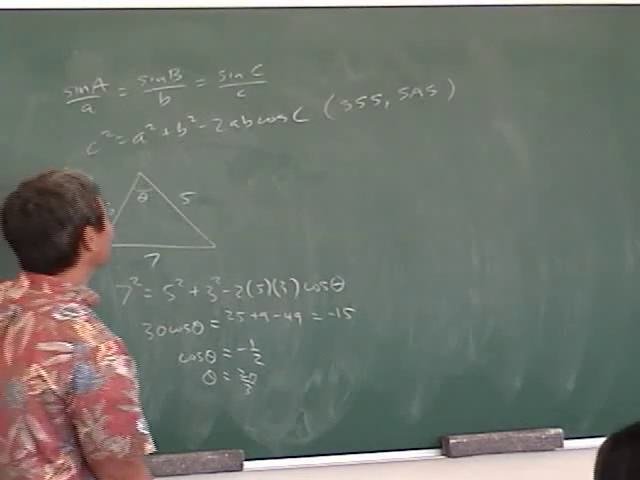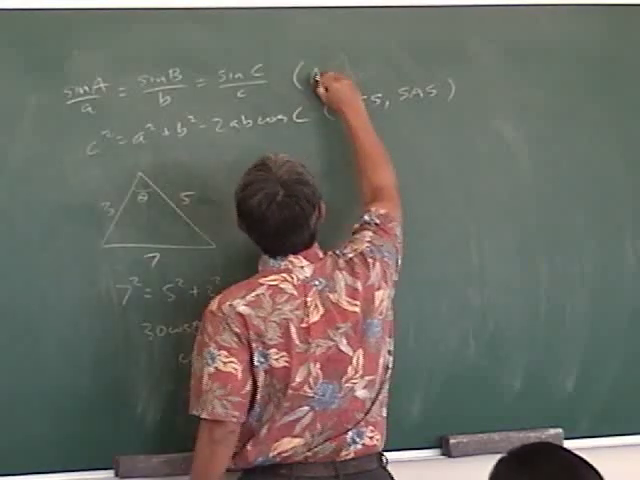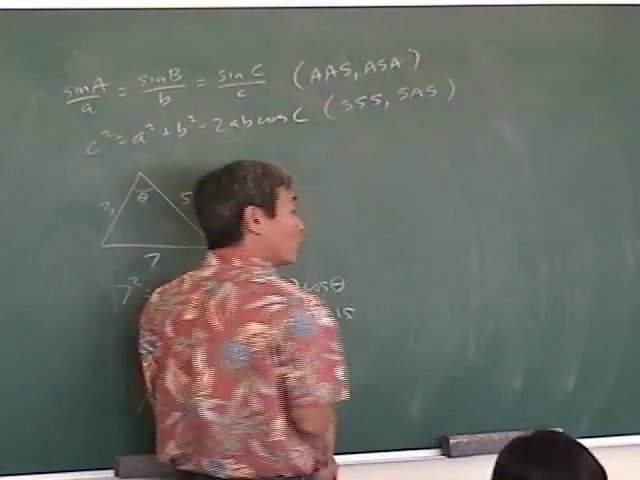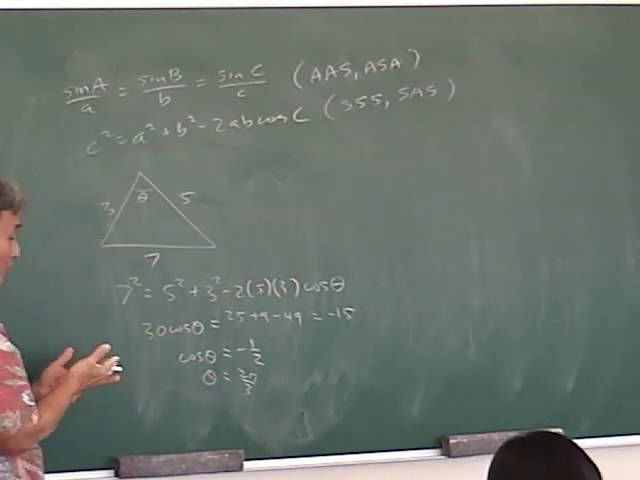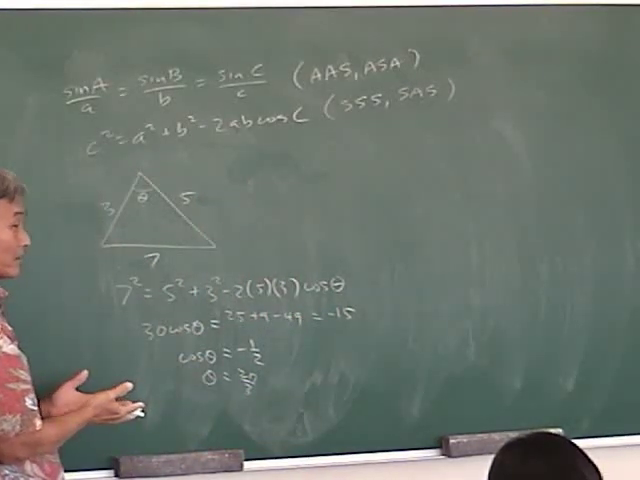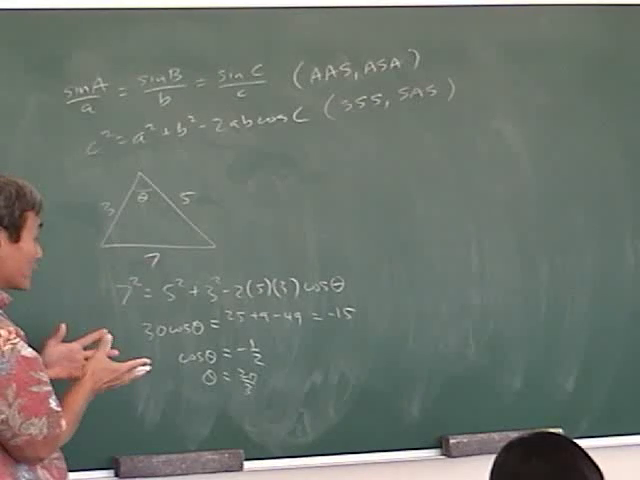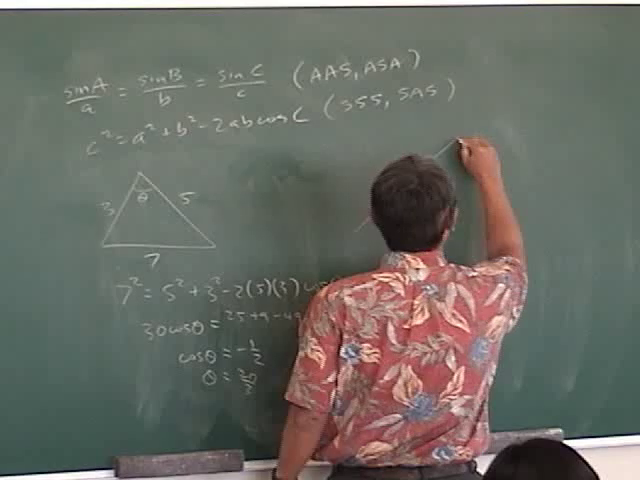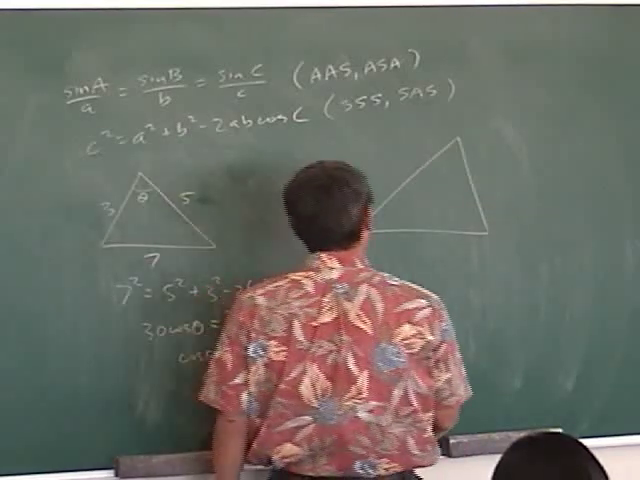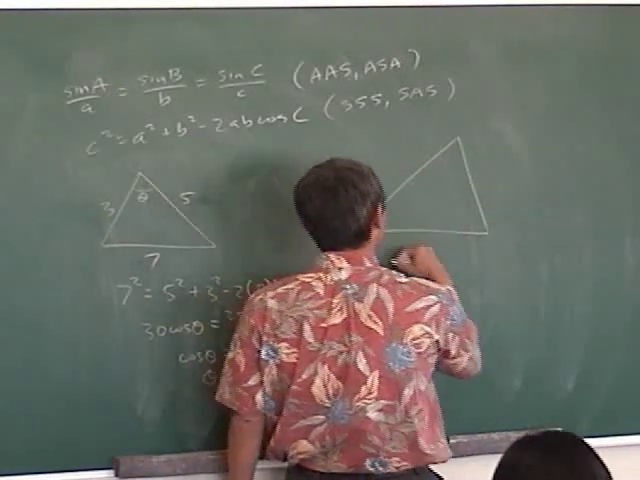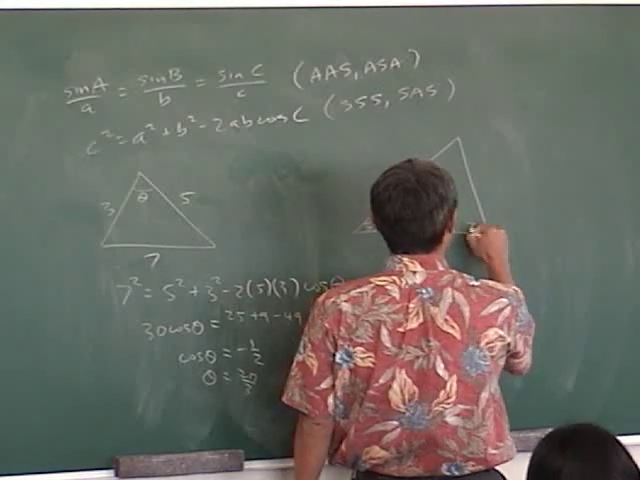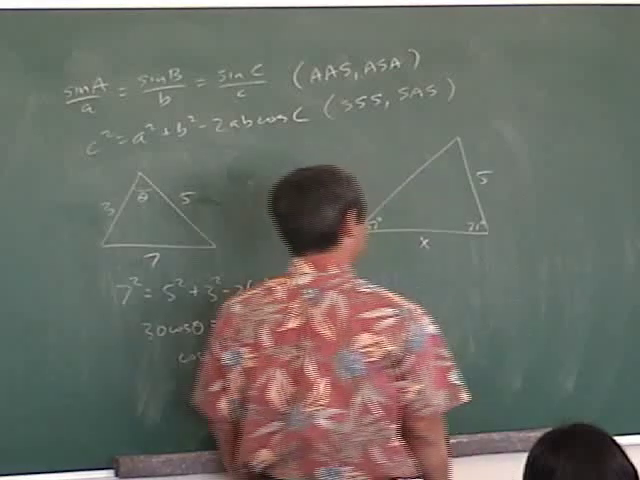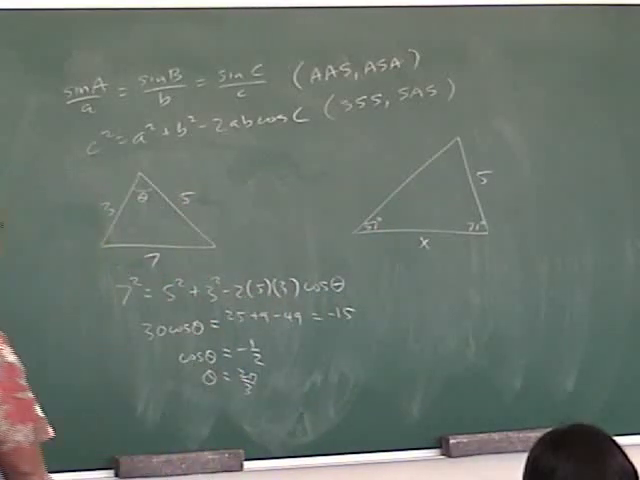Okay, now when do you use the law of sines? When you're either AAS or ASA. Basically, if you know two angles of a triangle, you know all three angles, right? If you know two angles of a triangle, that's when you use the law of sines. Okay, so example. 71 degrees. This is x and this is 5. Okay, compute what x is.